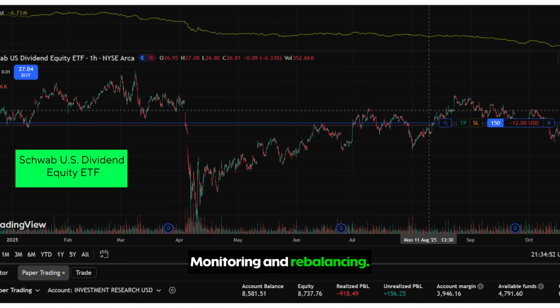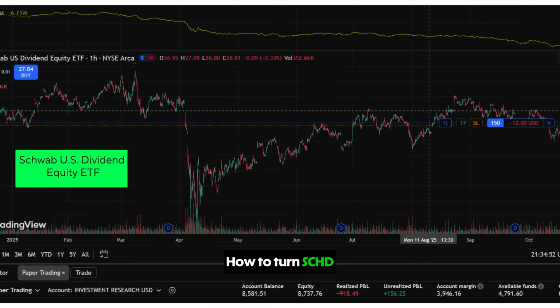Monitoring and rebalancing. Check the fund fact sheet at least quarterly to confirm sector weights, top holdings, and any index methodology changes. SCHD limits single stock concentration and applies quality filters, but sector exposures shift, so you should keep an eye on whether the fund still fits your plan. Rebalance annually to maintain target allocations and use dividends to buy underweight areas if you want to be tax efficient.